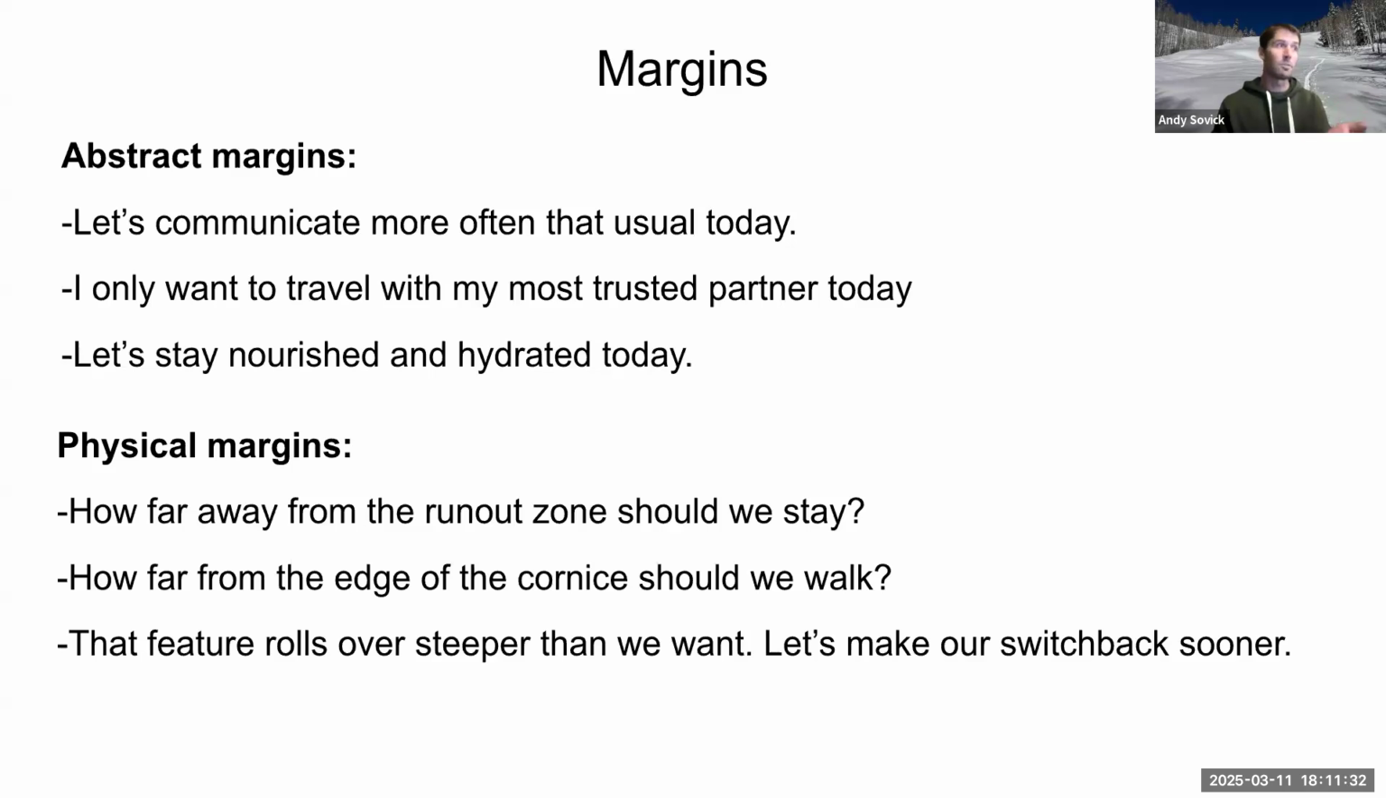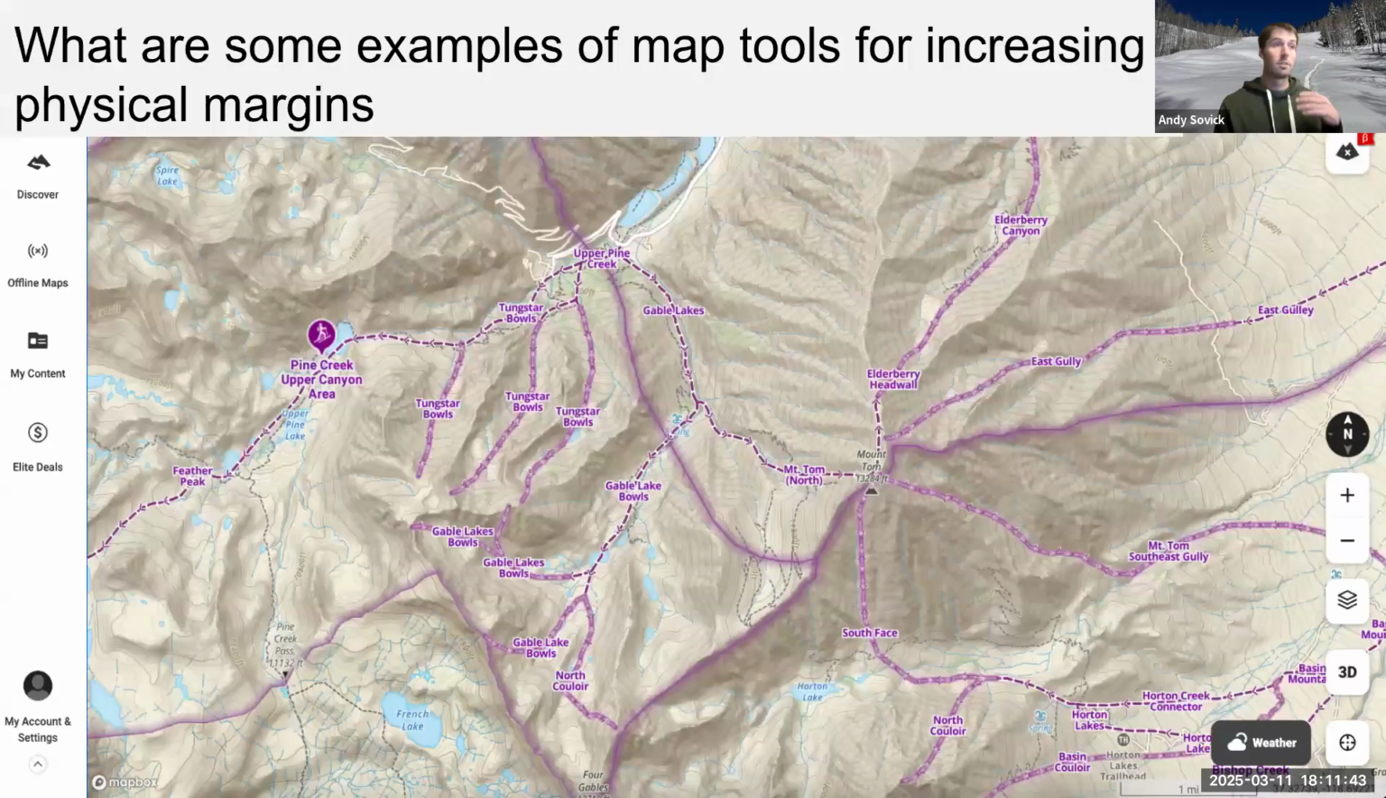That feature up there rolls over steeper than we want. Let's start going back the other way so that we can stay as far away from that slope as we can. These are all ways to physically increase our margins. So when we look at a map, we can look for things that will help us increase or decrease our margins of safety.